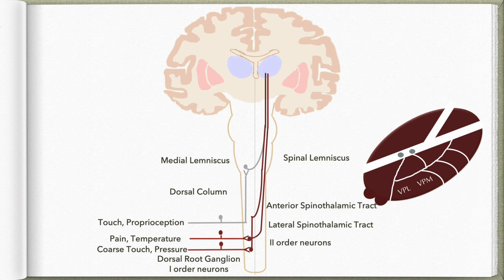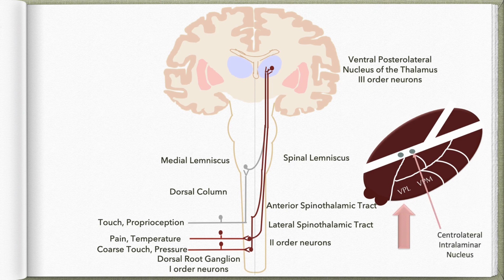Once these fibers reach thalamus, they relay in the ventral posterolateral nucleus, or they may relay in the centrolateral or other intralaminar nuclei. The fibers from ventral posterolateral nuclei will pass through the internal capsule and reach the primary somatosensory area or area 3, 1, 2. The fibers which are reaching other nuclei of the thalamus will be reaching other parts of the cerebral cortex.